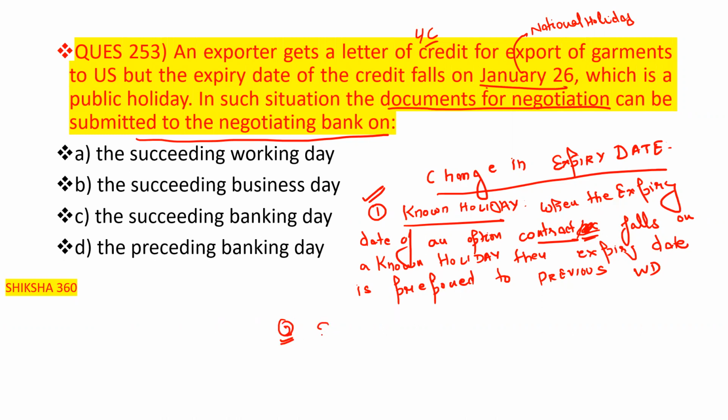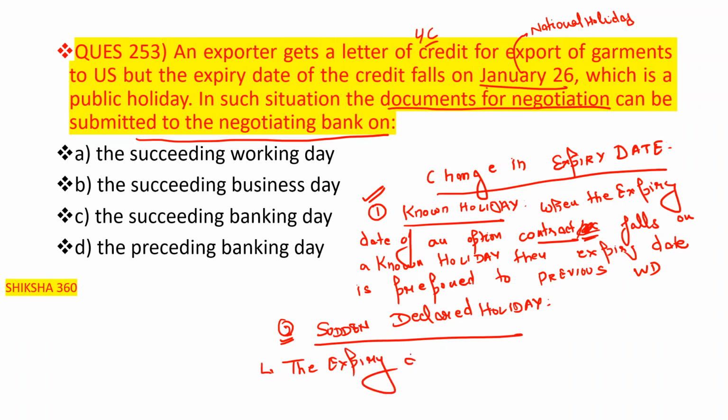That is a sudden declared holiday. In the case of a sudden declared holiday, the expiry date should be postponed to the next working day.